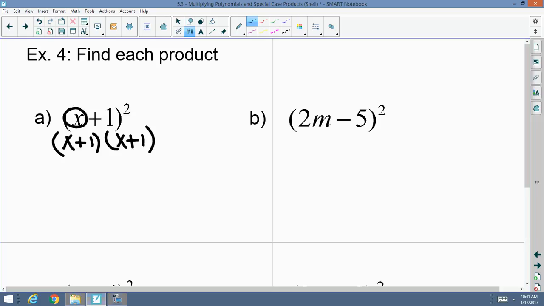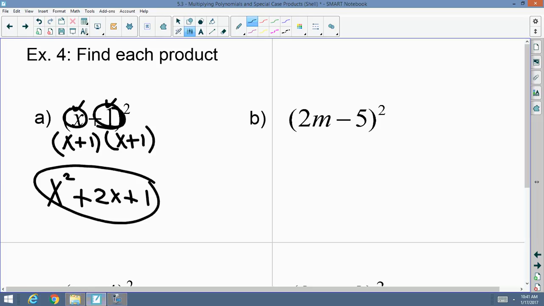First term is x, first term squared, plus 2 times the first term times the second term is 2x, plus the second term squared is 1, and you're done. That's simple. This could literally be a problem that you do in less than 5 seconds if you understand the formula. I got 2m minus 5 squared. So I'm going to take my first term, I'm going to square it. So that's 4m squared. I have a minus here, so minus 2 times the first term times the second term. So 2 times 2m is 4m times 5 is 20m.